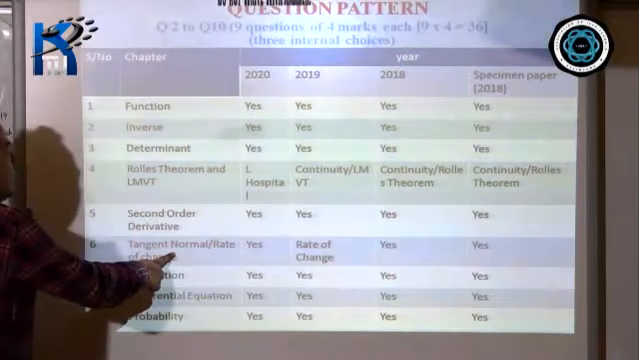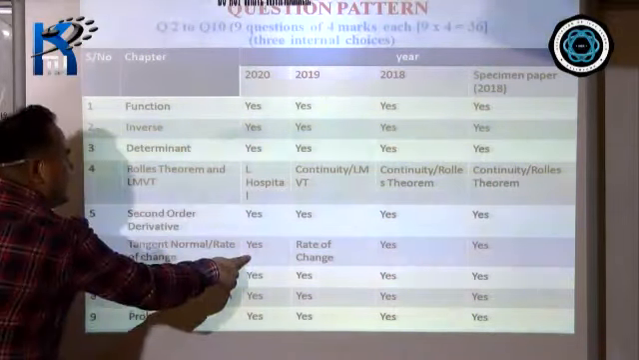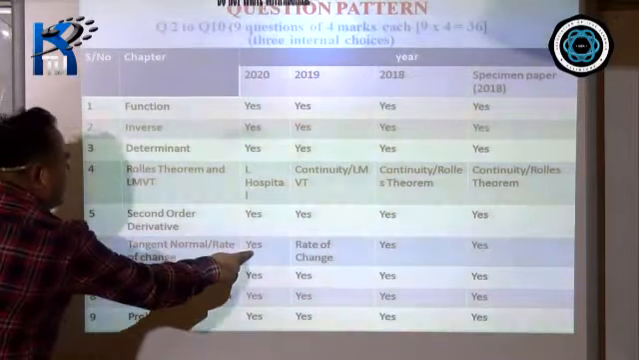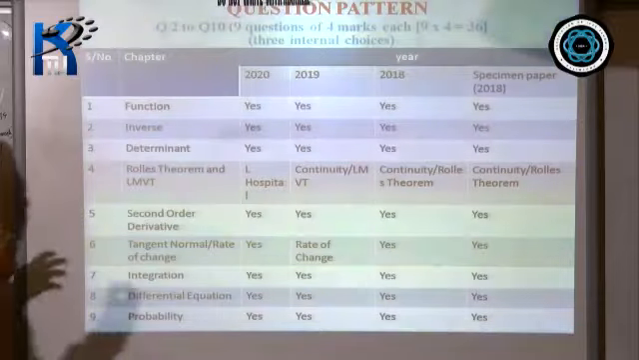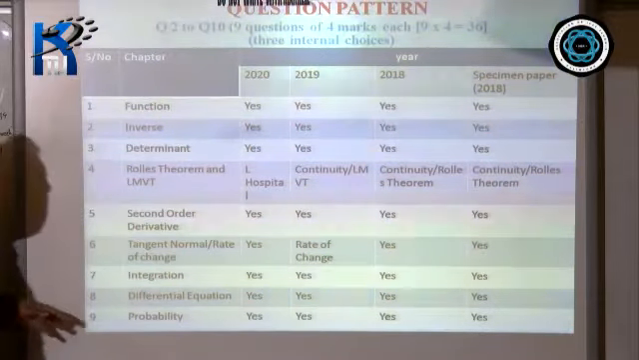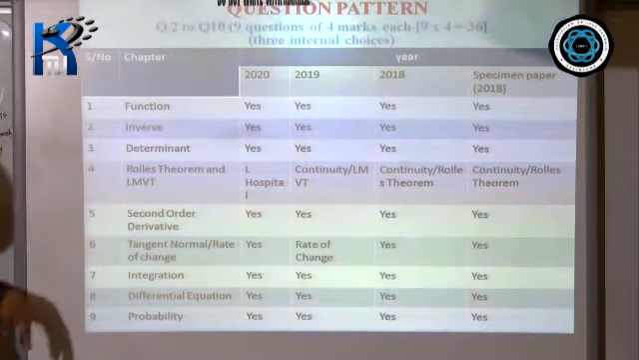But in 2019, you got only rate of change. That means there was no tangent and normal. So 2020, it was sure that you are going to get tangent. You got that also. That's how you plan. That's how you predict. So you'll be confident once you understand the question pattern also.